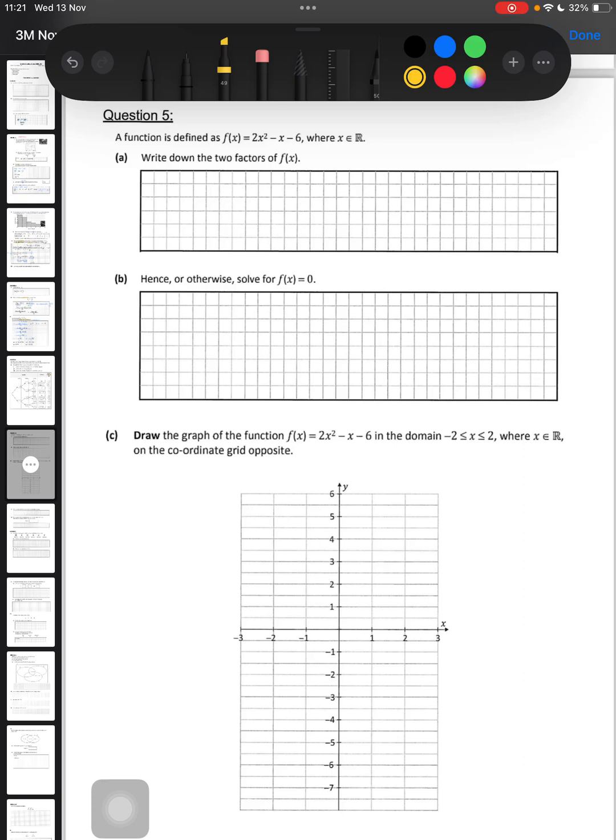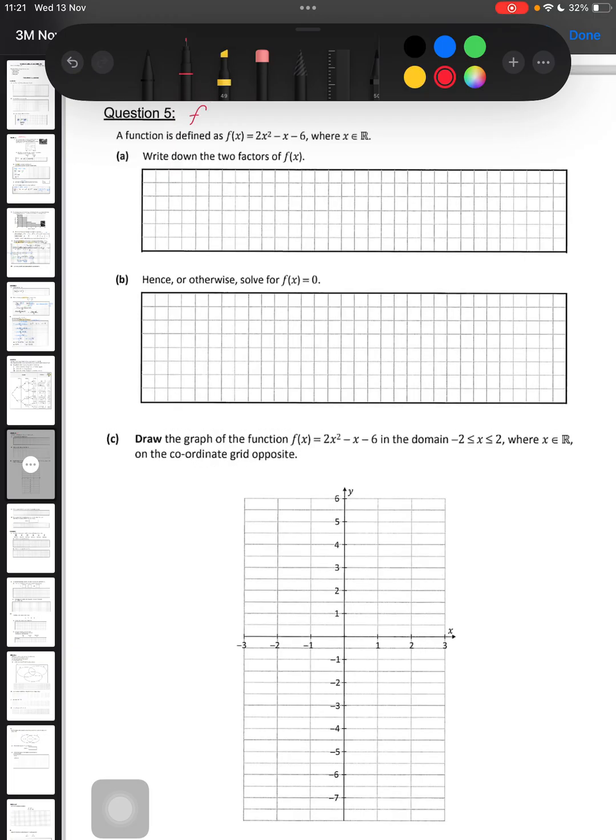Okay, so looking at our functions stuff. Oops, I'm in highlighter. Okay, looking at our function stuff. This question says a function is defined as, and it gives me what the function is defined as. That's a piece of information there that I might use later. Okay, x is a real number. Write down two factors of f of x.